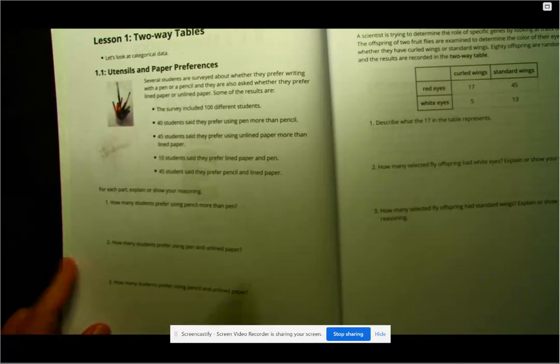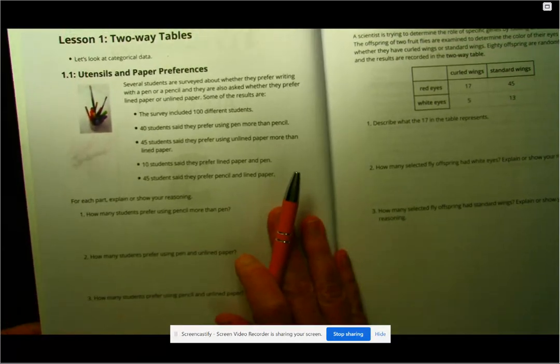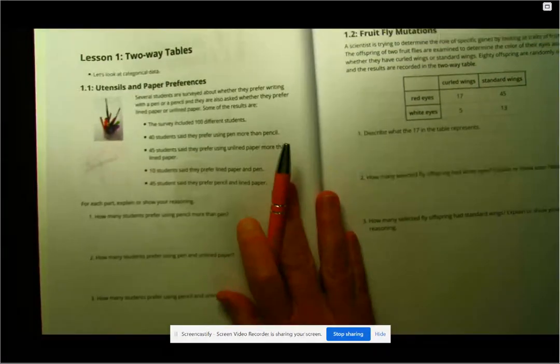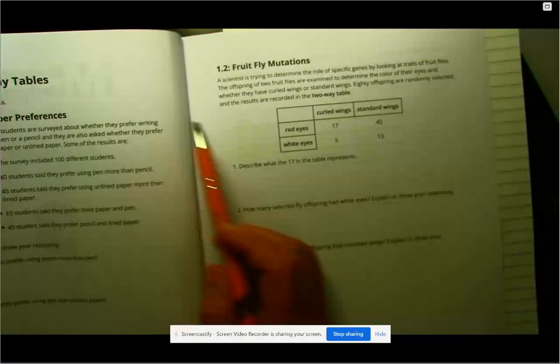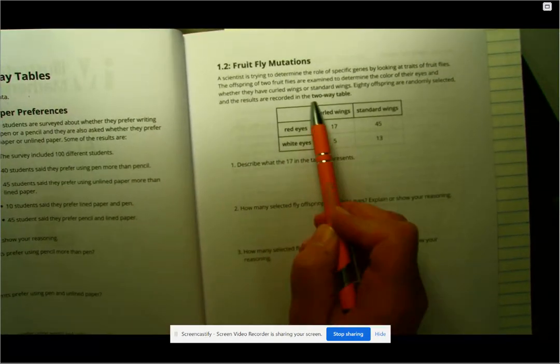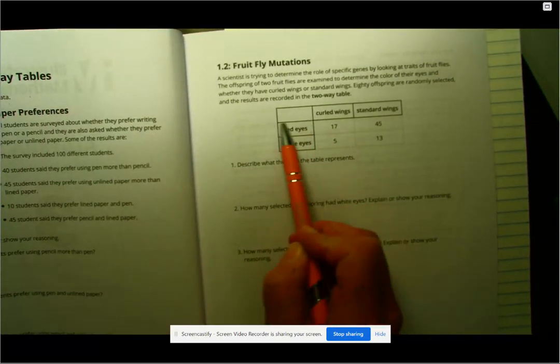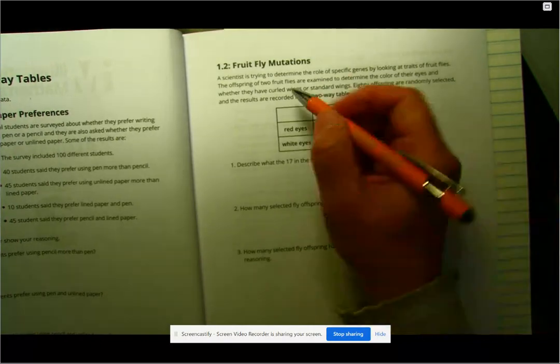So a simple way to do this reminds me of a spreadsheet. So it is called a two-way table. If you look here, here are some examples of what a two-way table looks like. It looks like a simple spreadsheet, right? Notice this top left corner, there's nothing here.